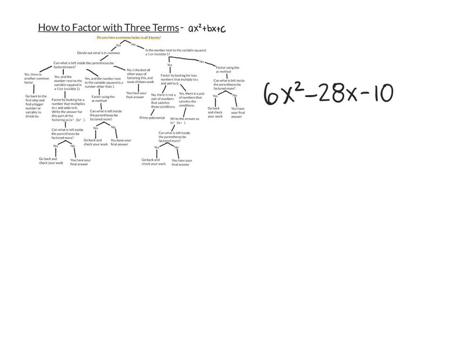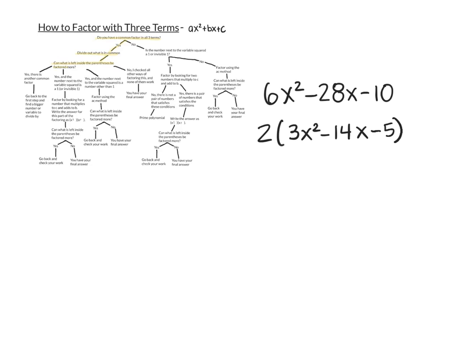So 6x squared, negative 28x, minus 10. Is there a number we can divide all three of these terms by, or a variable? And the answer is yes. We can divide them all by 2. So yes, we have a common factor, so we will divide out what is in common. So I'll take out the 2. We're left with 3x squared minus 14x minus 5.